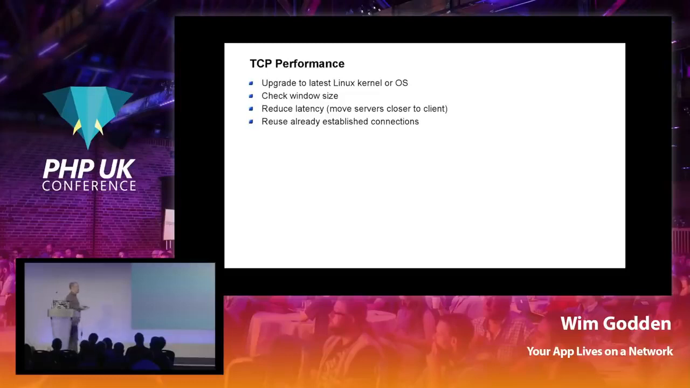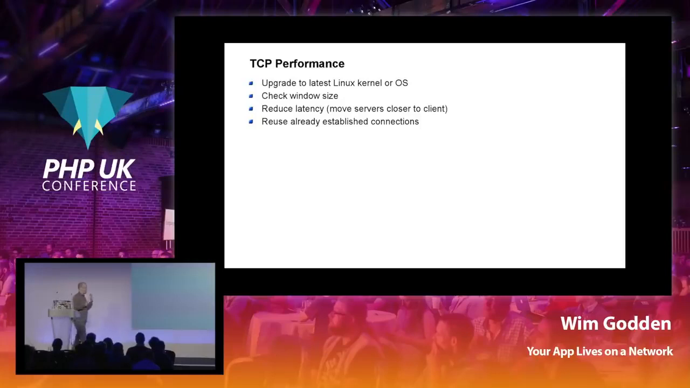If you have clients both in the UK and Japan, it might make a lot of sense to have two instances, one here and one in Asia somewhere. And reuse established connections already. That's an easy fix. That's going into your web server configuration and just changing that and restarting it.